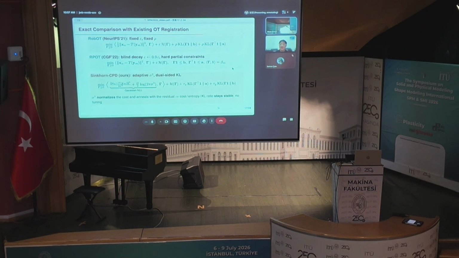Here we compare our method with three papers, and our baseline is from CVPR 21. It fixes the sigma and fixes the row. Their terms are fixed, and in CGF 22, their sigma is designed by marking one from 0 to 9. And all methods are for three like things.